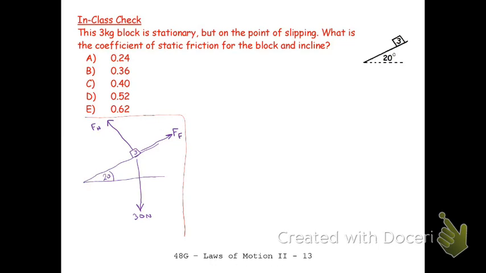And I say, well, FF is less than or equal to mu static times Fn. But on the point of slipping, FF is equal to, it's as big as it can be, mu s times Fn. So this means that mu s is equal to FF over Fn.